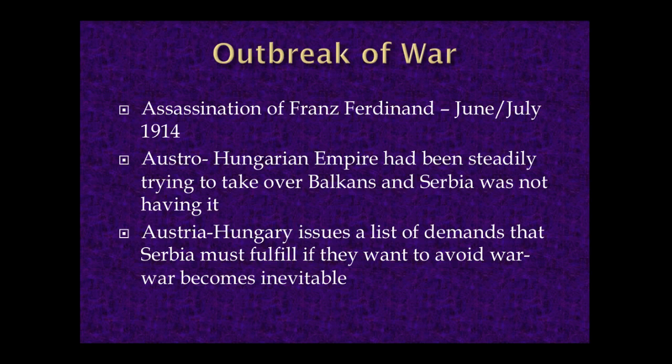So when a Serbian nationalist assassinates the Archduke, Austria-Hungary hands Serbia a list of demands and says, okay, you have to meet these demands or else we're going to war. But Austria-Hungary knew that there was no way that Serbia could meet these demands. So war is inevitable.